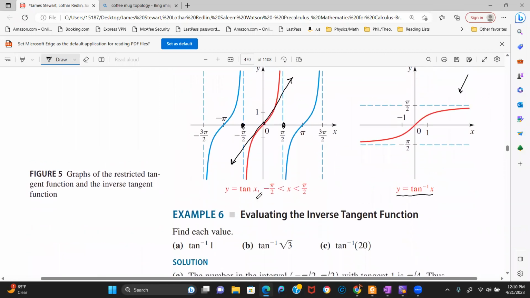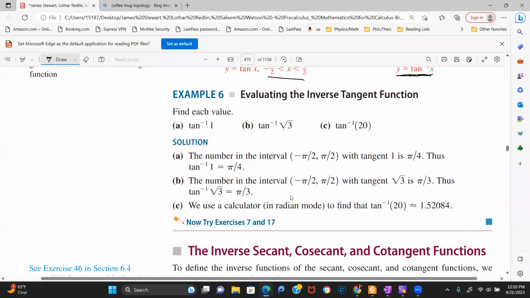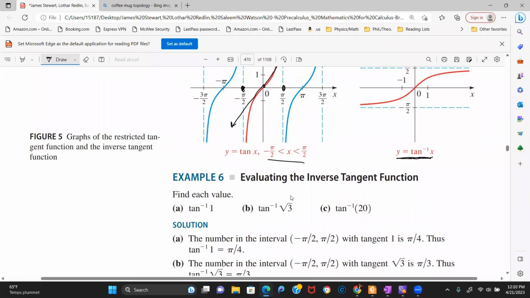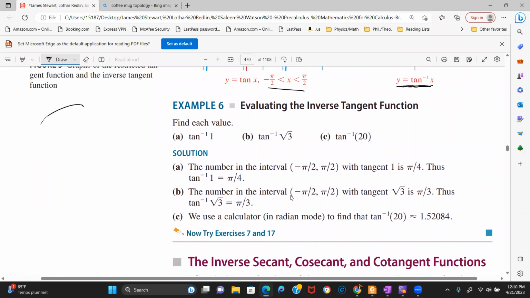Anyways, so here's the graph of the tangent on this restricted domain. And then here's the graph of the inverse. And you want to find some values. So now, because we're restricting between negative pi over 2 and pi over 2, let's draw our unit circle to figure out what that means in terms of the unit circle.